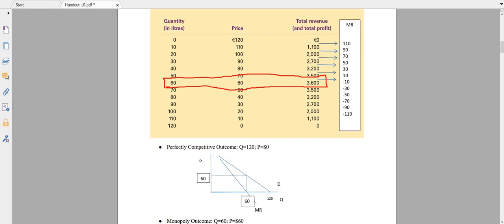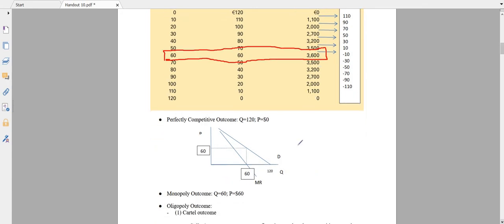The other way of identifying this point would be where the MR cuts the MC. For your convenience, I've already drawn this diagram where you can see that MR cuts the MC at this point where Q is 60, and in order to read the price level, you have to extend this line all the way up to the demand curve, and you can see that the price is going to be 60. So the monopoly outcome is 60 and 60.